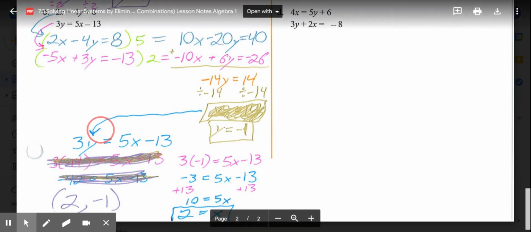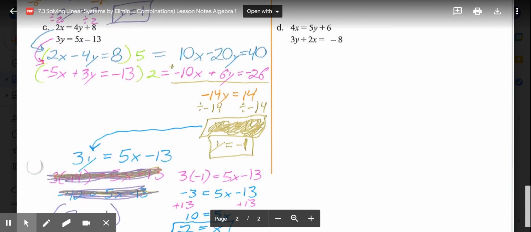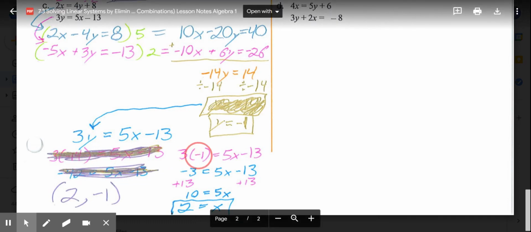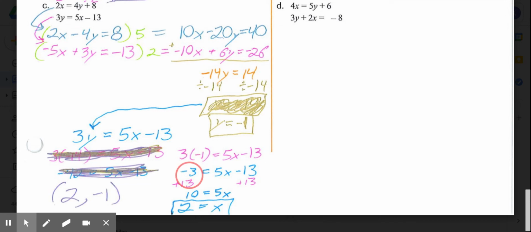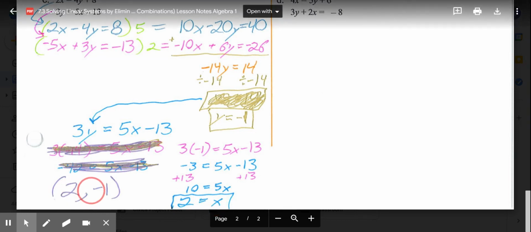Now we're substituting that back into one of the two originals. So I use the bottom equation. So it's 3y equals 5x minus 13. So put in the negative 1 here for y. Ignore the mess up over here. So negative 1 goes in for y. So we have negative 3 equals 5x minus 13. Add 13 to each side. 10 equals 5x. Divide by 5, and x equals 2. So our ordered pair would be 2, negative 1.